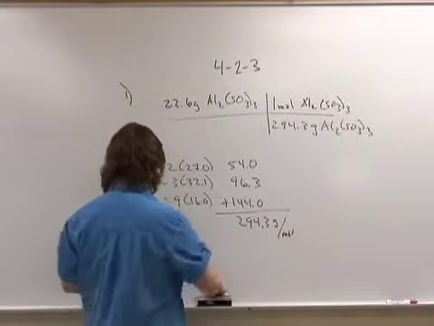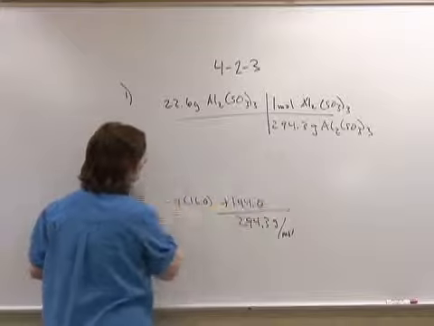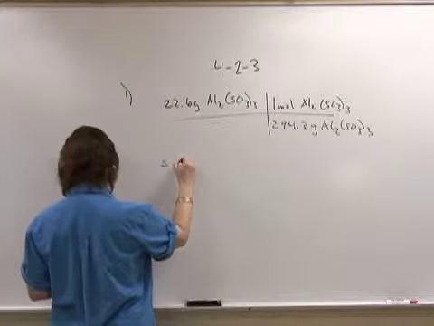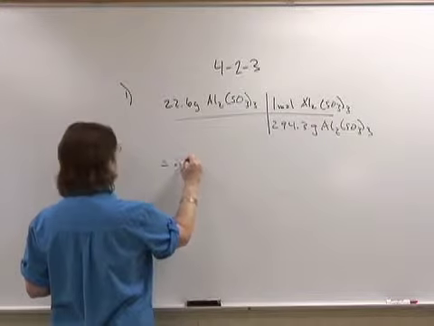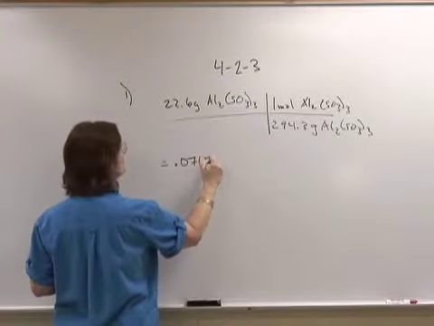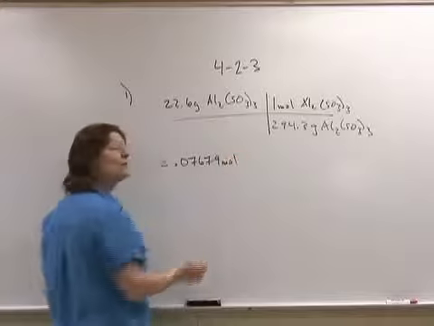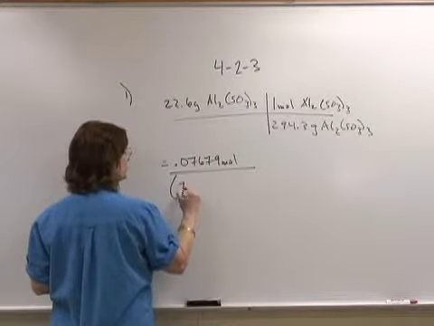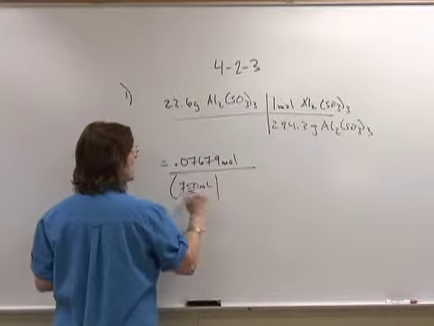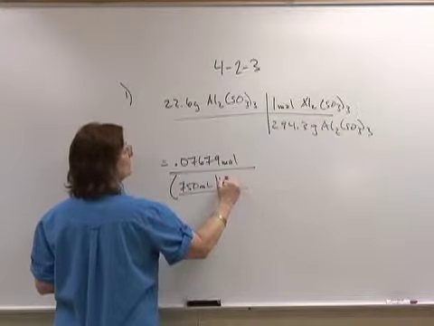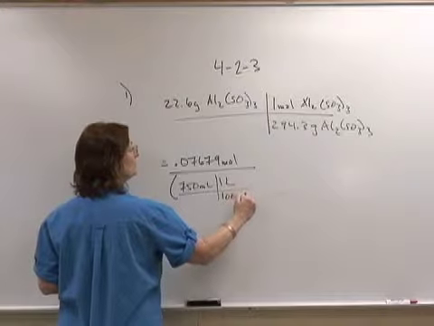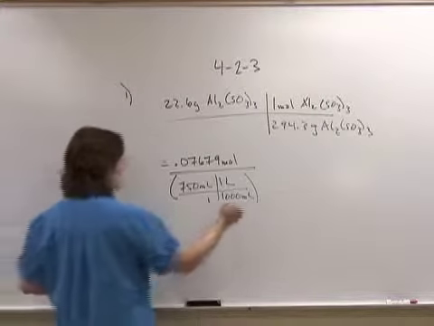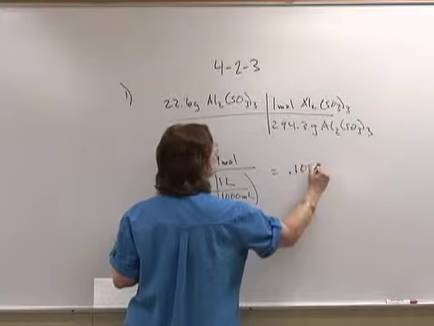And when I do the math here, I'm going to get 0.07679 moles. And then I must divide it by the volume of the solution in liters. Well, I have 750 milliliters, and 1 liter is 1,000 milliliters. And when I do the math here, I'm going to get 0.1023.